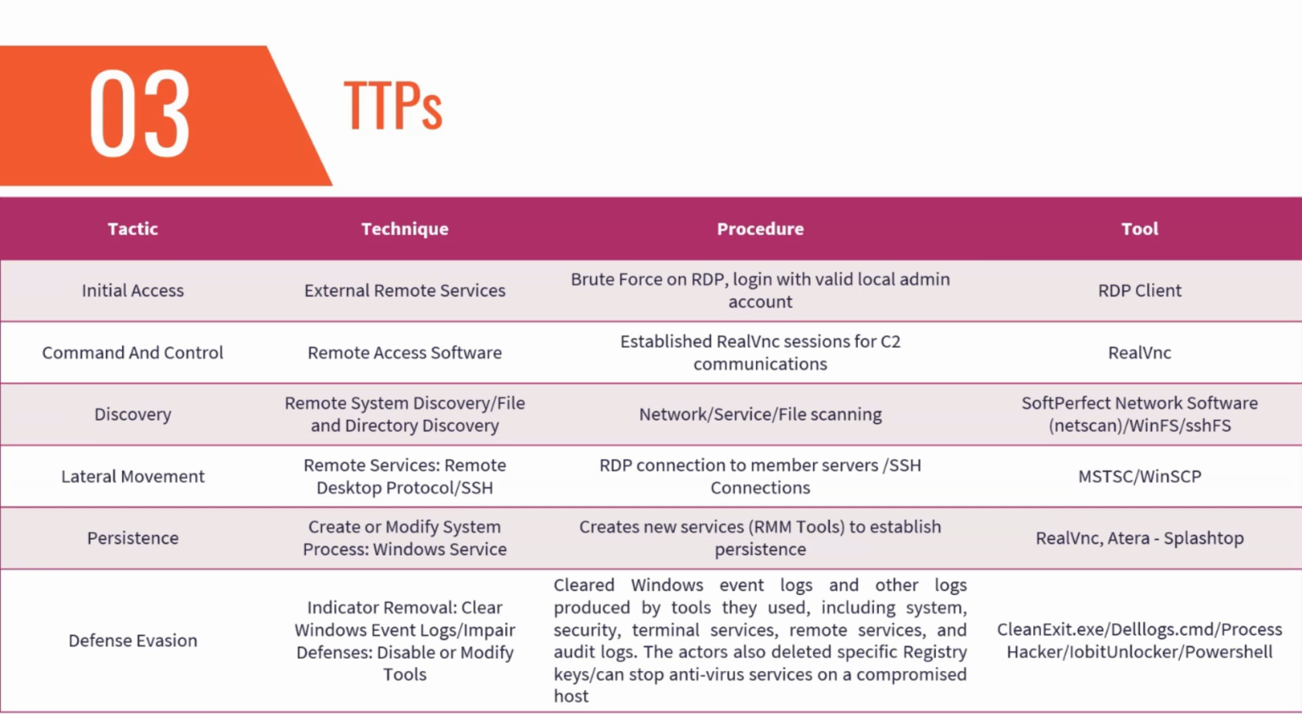Afterwards, when he gained access and achieved persistence, he started to discover different assets on the network. For that he used a lot of different tools, but SoftPerfect Network Scanner was one of them. Then he started to move laterally through the environment, logging into different RDP servers with the local admin account that he found, the password for which he got from the initial brute force.